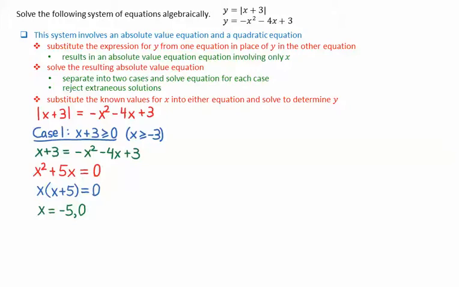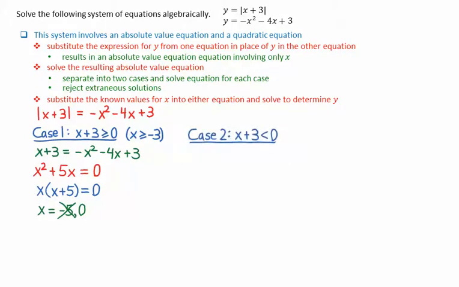We have to check if either one of these are extraneous. For this case, the x must be greater than or equal to negative 3. 0 is greater than or equal to negative 3, but negative 5 is not. So we must reject this solution. We then move on to case 2.